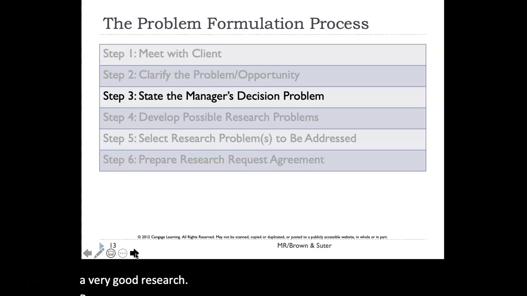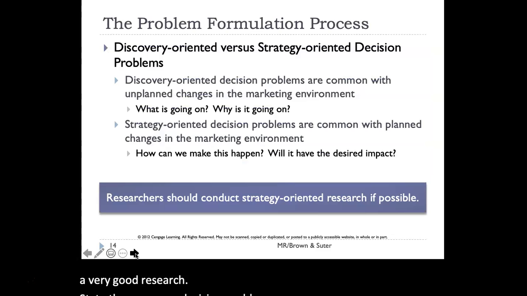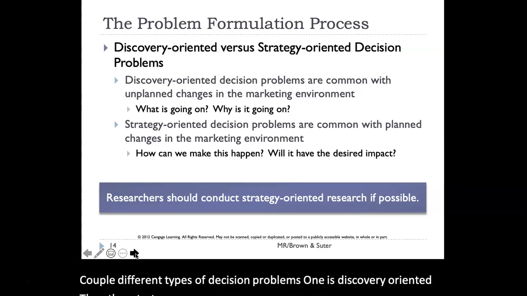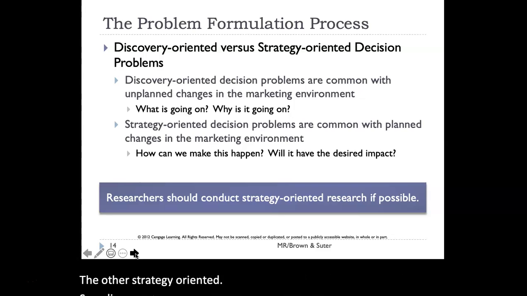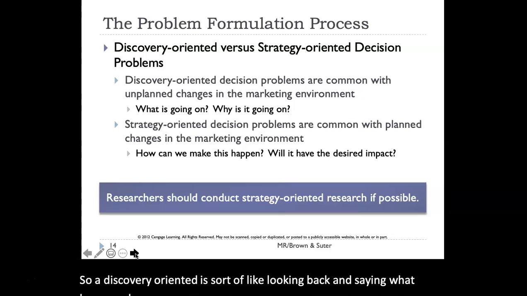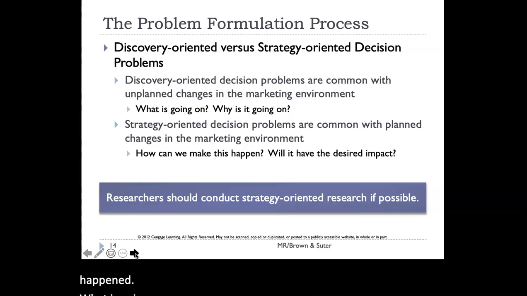State the manager's decision problem. A couple different types of decision problems. One is discovery oriented, the other strategy oriented. So a discovery oriented is sort of like looking back and saying, what happened? What is going on? Why are sales decreasing? Why is the virus spreading? And we're trying to discover what is causing this problem.